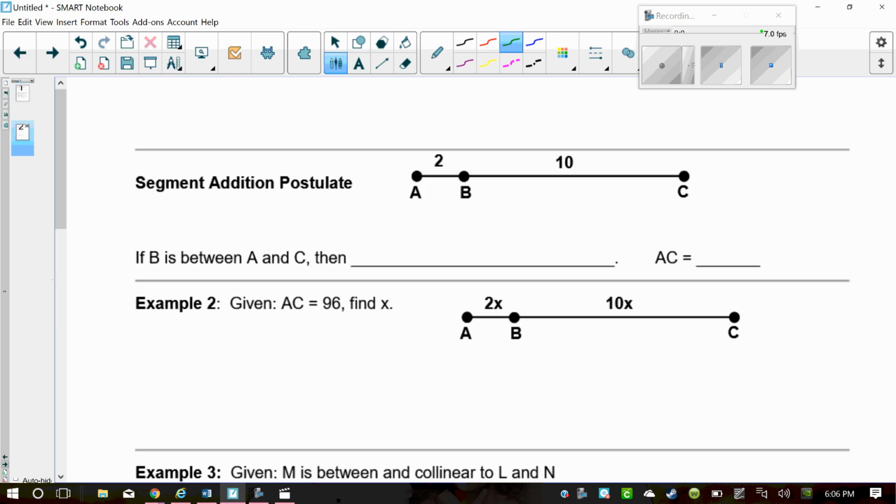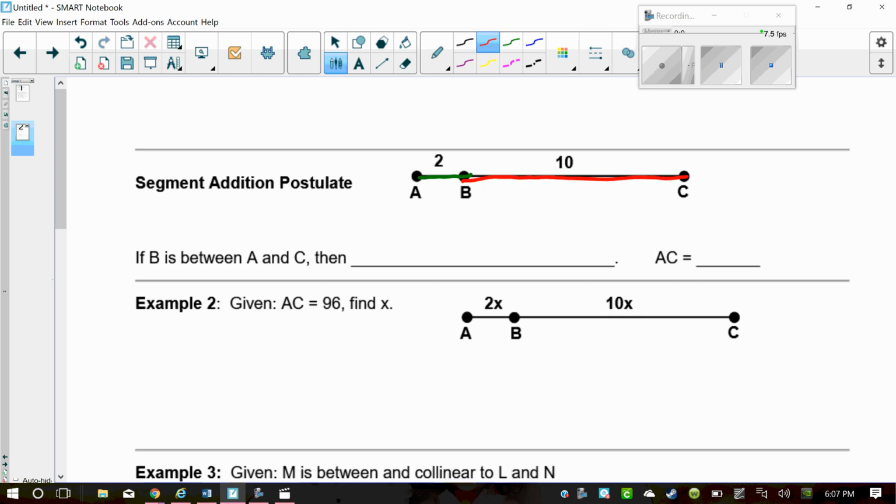The segment addition postulate: we're just going to add 2 parts of a straight line, combine them together, and set them equal to the whole thing. Okay, we're going to find out what the whole thing is. So it says A to B, we can see that is 2 units. And B to C, we can see that is 10 units.